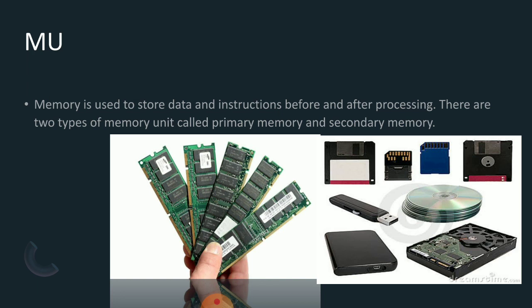In the left side of your photograph you can see RAM, the primary memory of your computer, and on the right side you can see the secondary storage devices: floppy drive, memory card of your laptop, CD drive, pen drives, SSD drives, hard drives. All these are secondary storage where you can store data permanently. But at the time of processing, you have to pass your program to primary memory, that is RAM. This is the place where you can store your data and instructions.